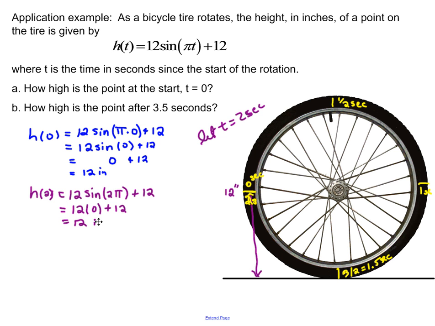So now we've got an interesting question in part B. Part B asks us, how high is the point after 3.5 seconds worth of turning? Well, 3.5 seconds is like saying what is the height at the time we were at 7/2 seconds?